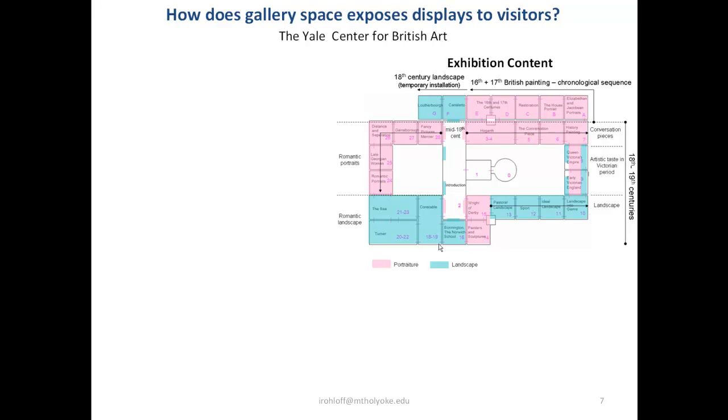When we look at the exhibition content, this layout presents 16th to 19th century British painting on this floor, and this exhibition content is organized around the subject matter, which is British portraiture and British landscape. These two groups are organized within the parallel promenades. The pink color represents the British portraiture sequence, and the blue color represents the landscape sequence.